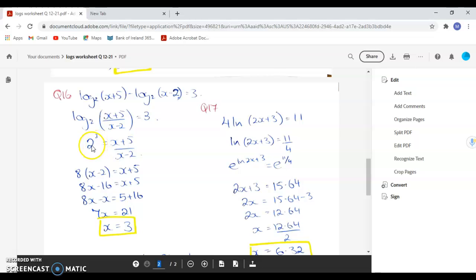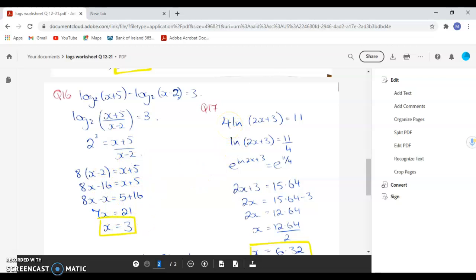Then we're just solving as normal. 2 to the power of 3 is 8. So I have 8 multiplied by x minus 2. So that goes up there and multiplies, is equal to x plus 5. So then just multiplying out and you get x is equal to 3. So really it's just the start might catch you, just the logs part, the end algebra should be fine.